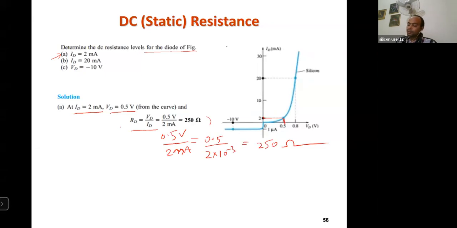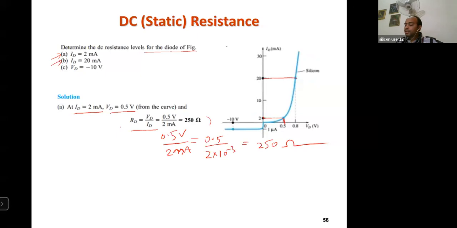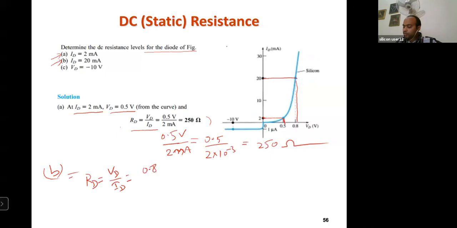Second one, at ID equal to 20 milliampere. So at 20 draw a horizontal line and a vertical line here, so that VD is equal to 0.8. So for option B, RD equals VD by ID, which is 0.8 by 20 times 10 to the power minus 3. So you have to calculate it. 0.8 by 20 equals 40 ohm.